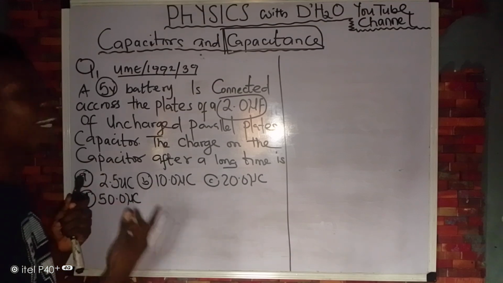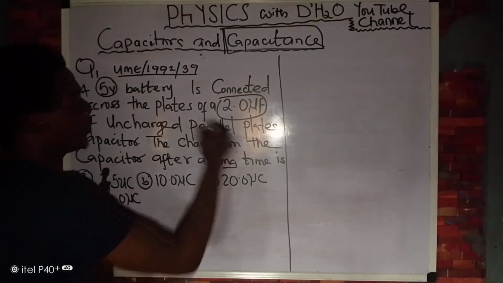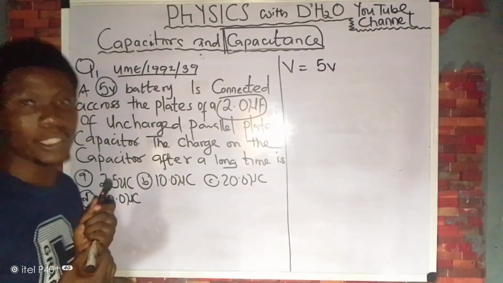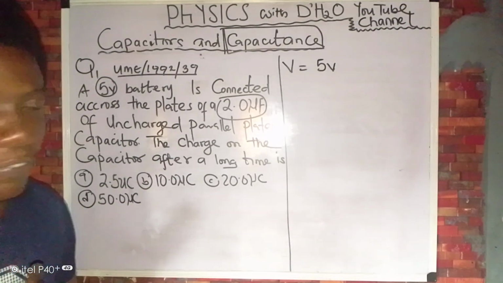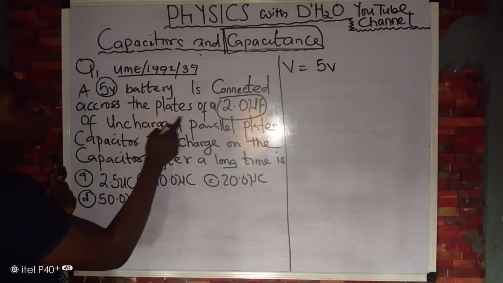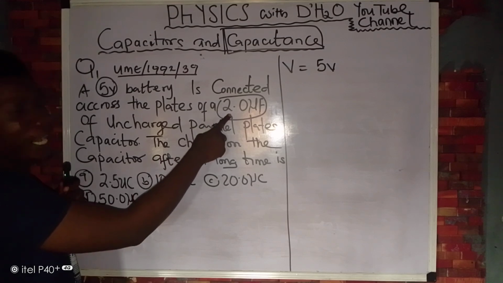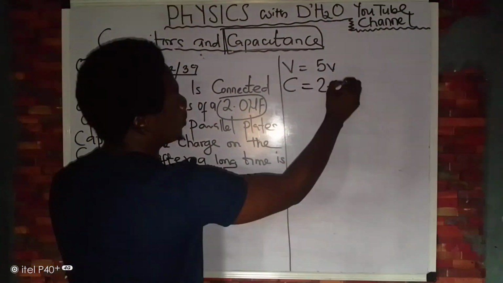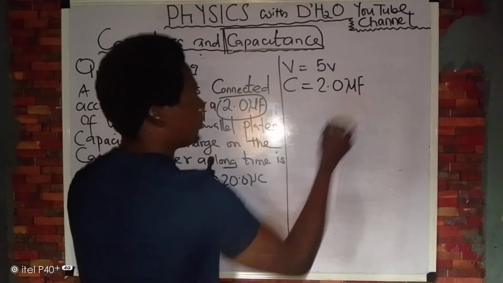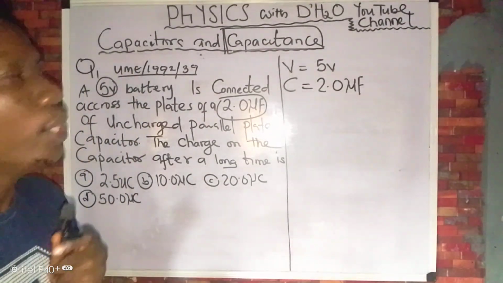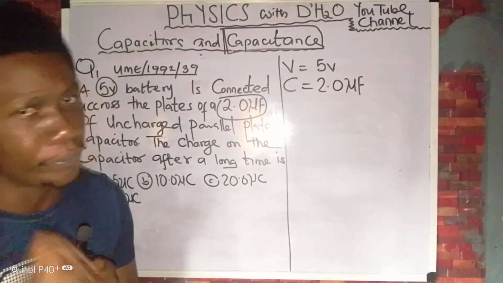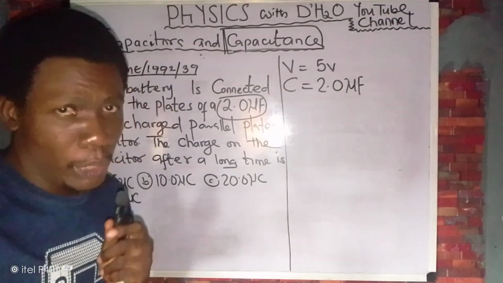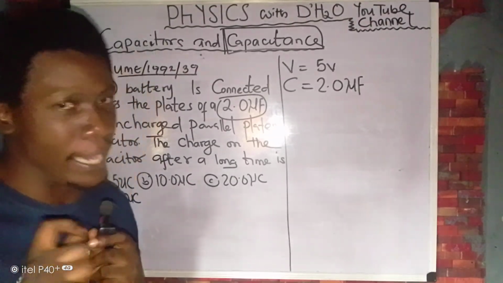Now let's first of all bring out our parameters so we'll solve this question. The voltage according to the question is 5 volts. Don't forget that this voltage signifies your potential difference. Across a parallel plate, this is the capacitance of the capacitor. So we have capacitance of the capacitor equals 2.0 microfarad. Now, in the normal sense of view, whenever you are given a value in microfarad, you are supposed to divide it by 1 million, or you simply multiply by 10 raised to the power of minus 6.